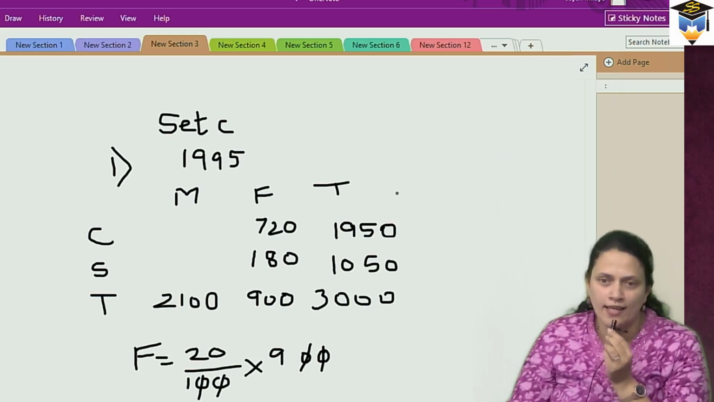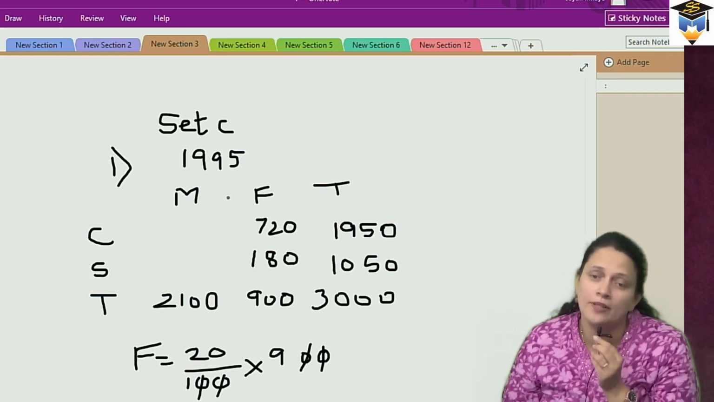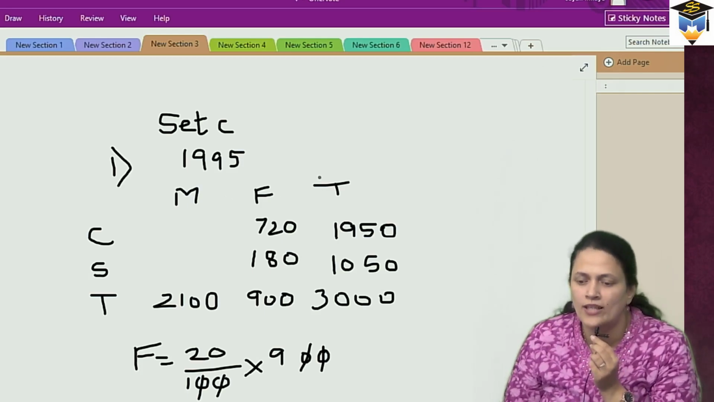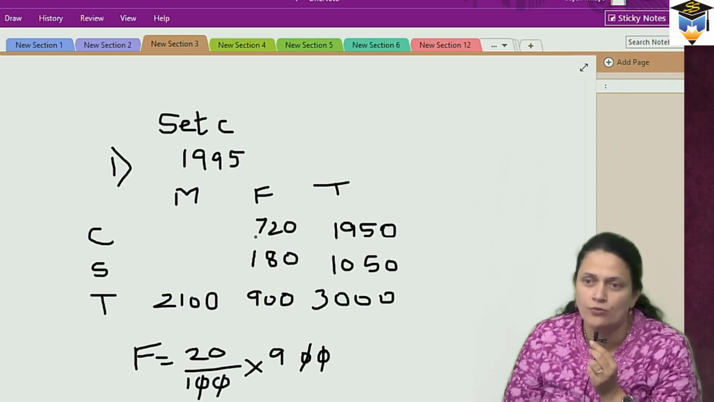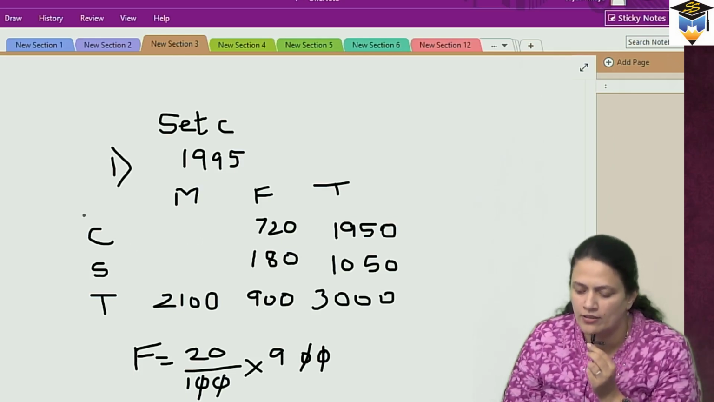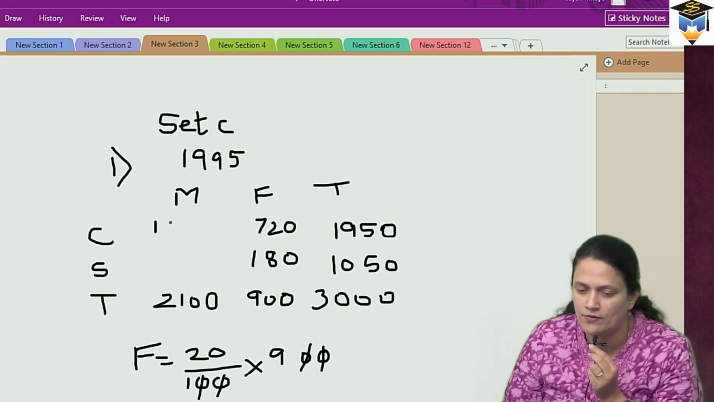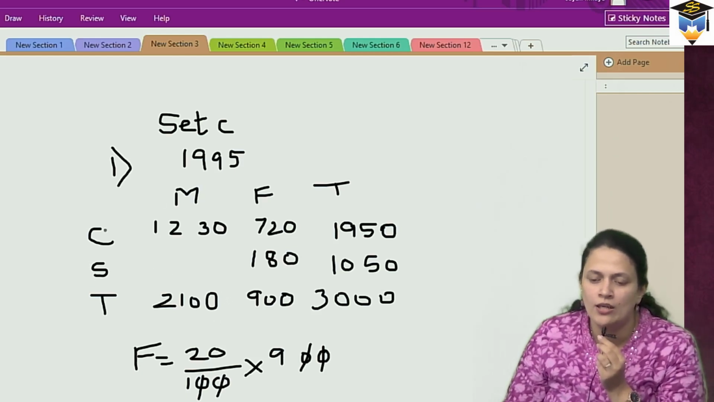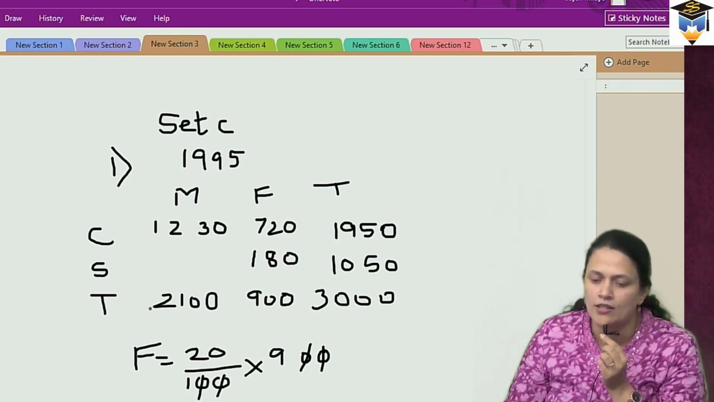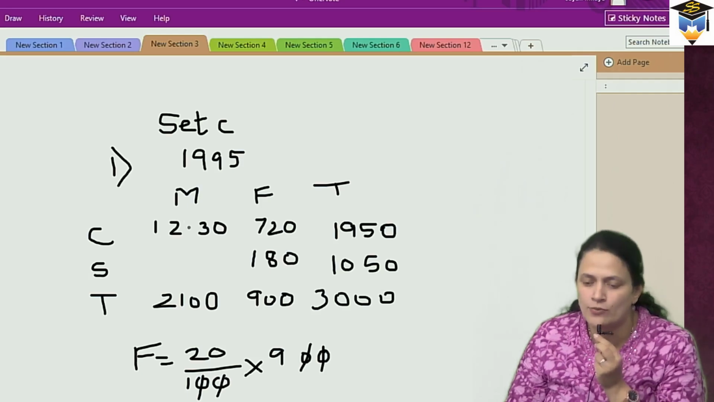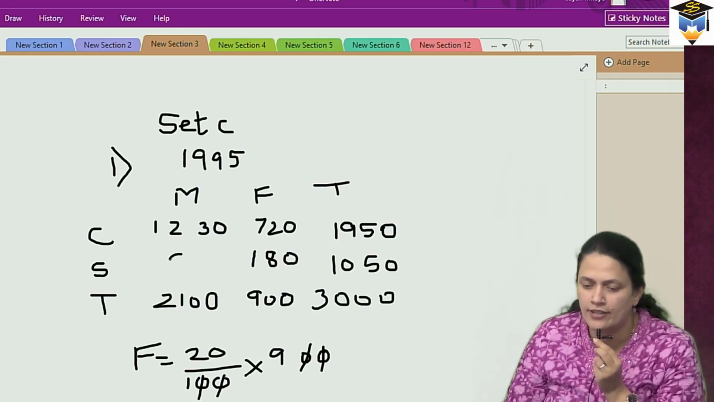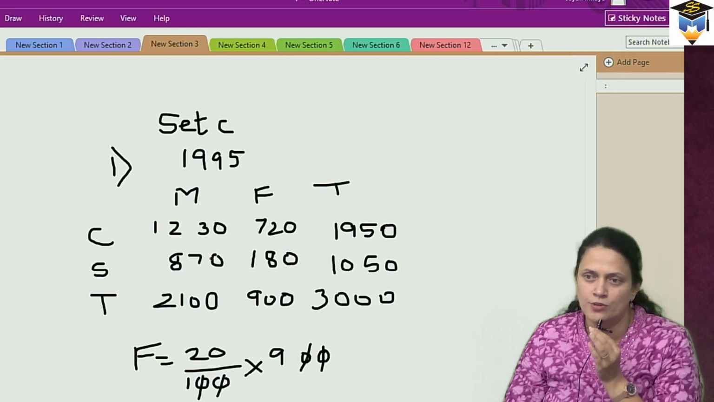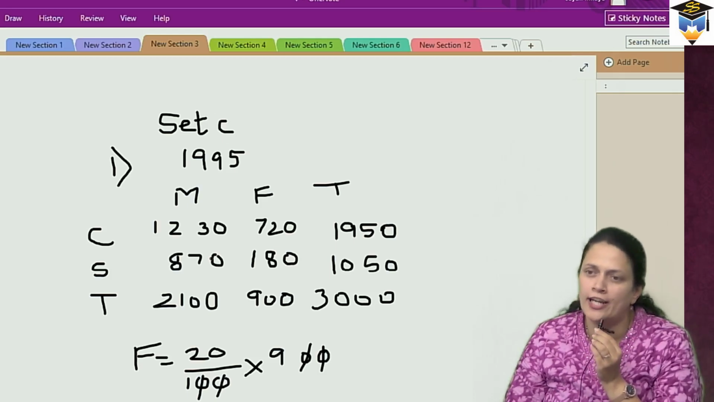Now total commerce students are 1950, and 720 are females. So how many will be males? 1950 minus 720. What is the answer? 1230. And number of males who read science: out of total 2100, 1230 read commerce. So 2100 minus 1230. Answer is 870. Is it? Understood? What we have done, all of you have understood for 1995.